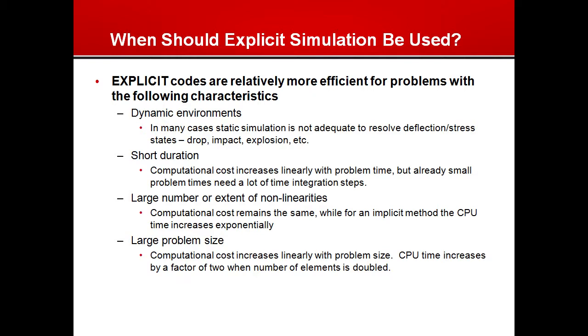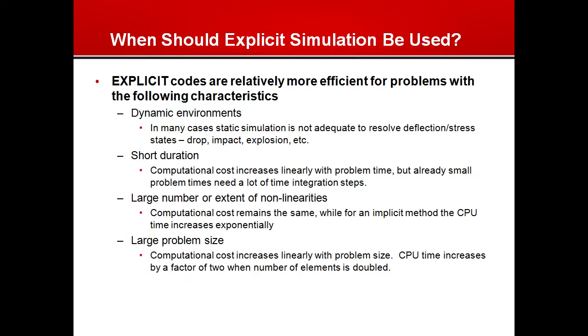A secondary capability of explicit dynamics is to look at the extent of nonlinearities. It turns out that this technology is very robust in terms of nonlinearities. We'll talk about the types of nonlinearities that we can deal with, but it is very robust, and there's not a significant cost increase that goes along with that, as opposed to implicit technology, where there is.